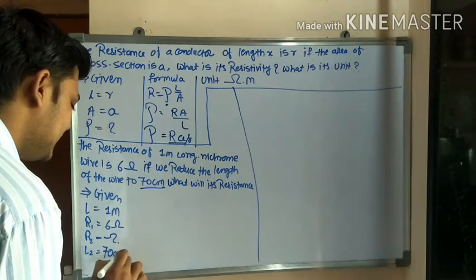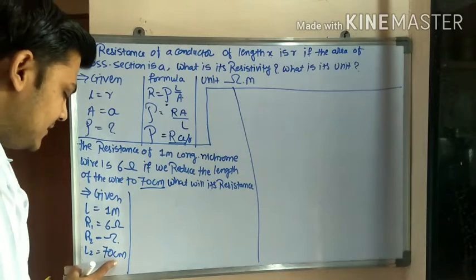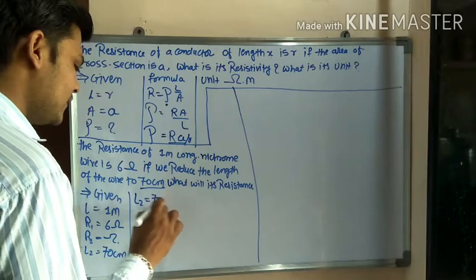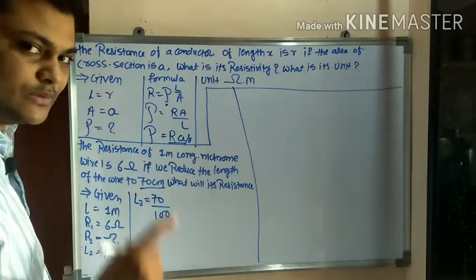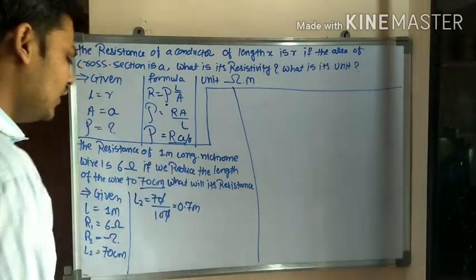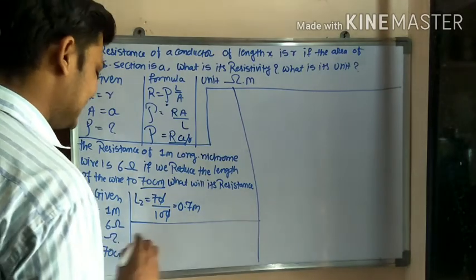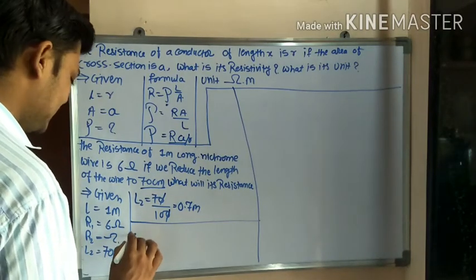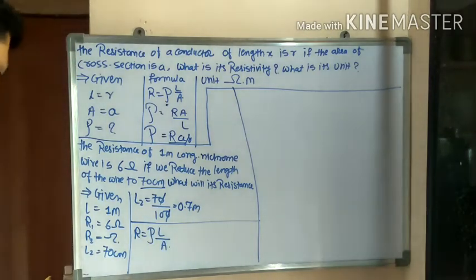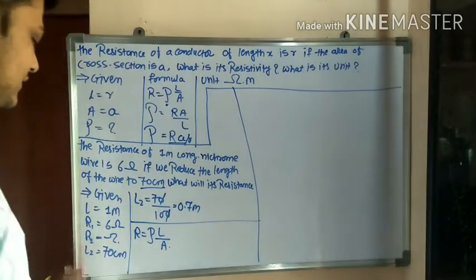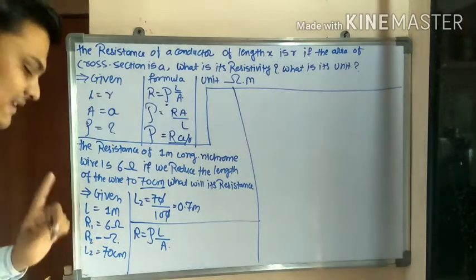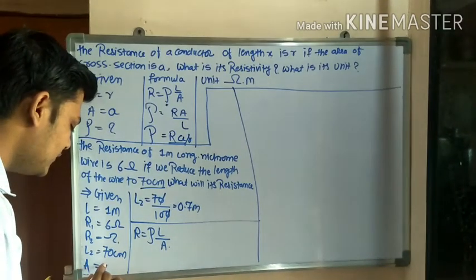Now we need to convert it, because centimeter is given, we have to convert it into meter. L2 is equal to 70 divided by 100, because 100 centimeter is equal to 1 meter. Next, 0 gets cancelled, your answer is 0.7 meter. Okay, now we have a formula. The formula is exactly like this: resistance R is equal to resistivity L by A. Here area is not given in the numerical, that's the reason we are going to fix it as a fixed quantity, that is area is equal to A.